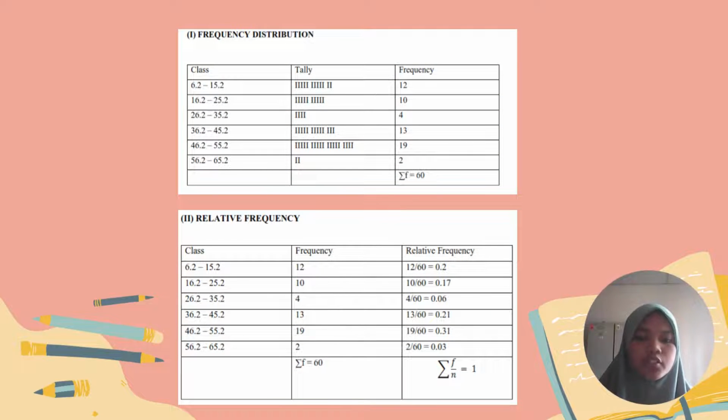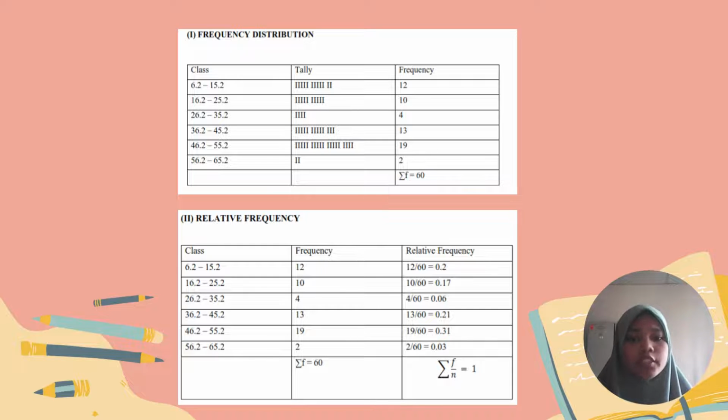Frequency distribution and relative frequency. For the frequency distribution, the important parts are class and frequency. The class width we choose is 10. The minimum is 6.2, so we start with 6.2 until 15.2. The second is 16.2 until 25.2, until the last. For the frequency, the first class, 6.2 until 15.2, is 12. So we calculate one by one until the sum of frequency is 60.